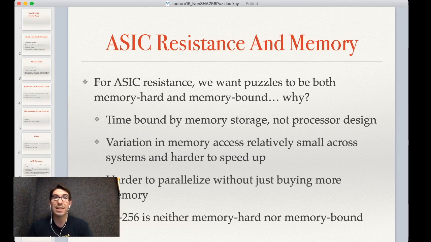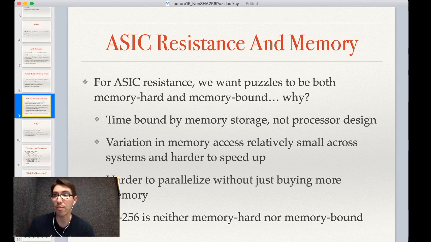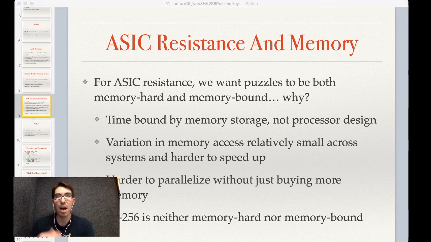Okay. So as I mentioned, SHA256 is neither memory hard nor memory bound, which is one of the reasons why it's extremely simple to make ASICs that are designed specifically for it. So I'm not saying that any of these other algorithms I'm going to use or refer to don't have ASICs designed for them. So it's why I say ASIC-resistant, not ASIC-proof.